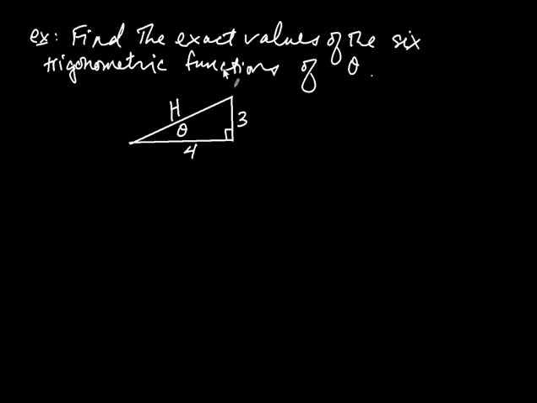Now, if you want to find the values of the 6 trig functions, you need all 3, right? You need the adjacent, you need the opposite, and you need the hypotenuse. So how are we going to get that hypotenuse? Well, the good news is that when you have right triangle trigonometry, you can apply what's called the Pythagorean theorem.